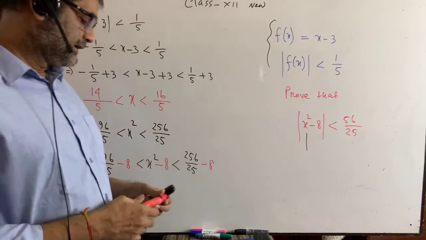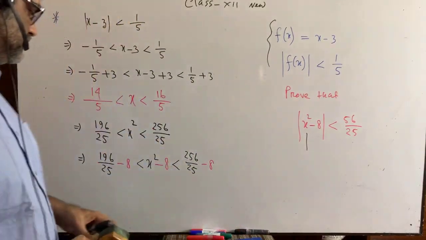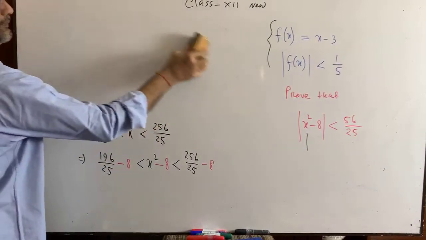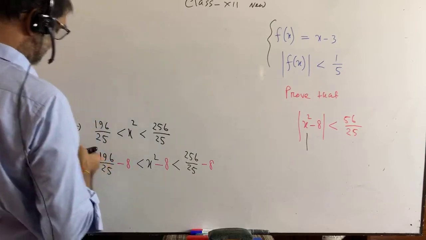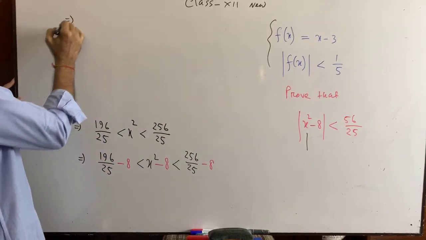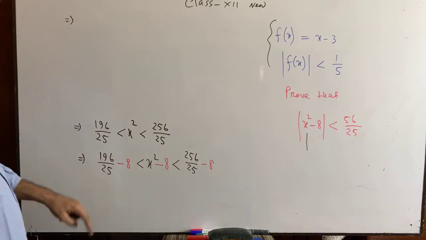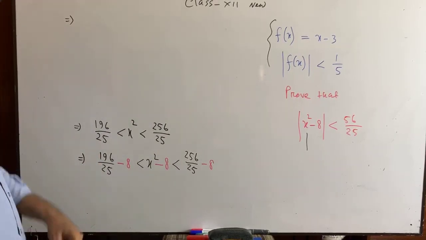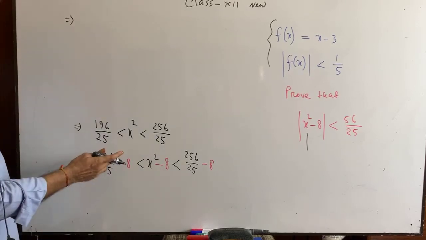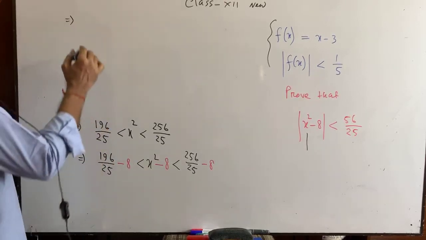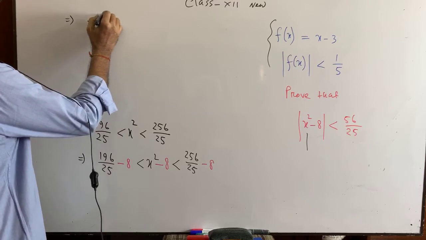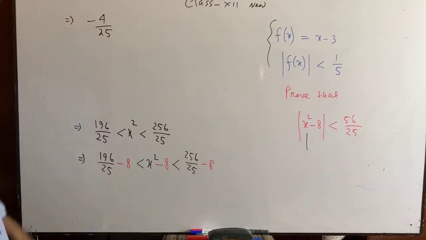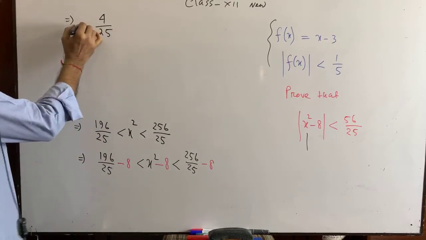I have subtracted 8 from all the sides. Now you see the calculation. We get here 8 into 25 is 200. 196 minus 200, that is minus 4 by 25. You see, minus 4 by 25. Okay, if we calculate it, we will get minus 4 by 25.